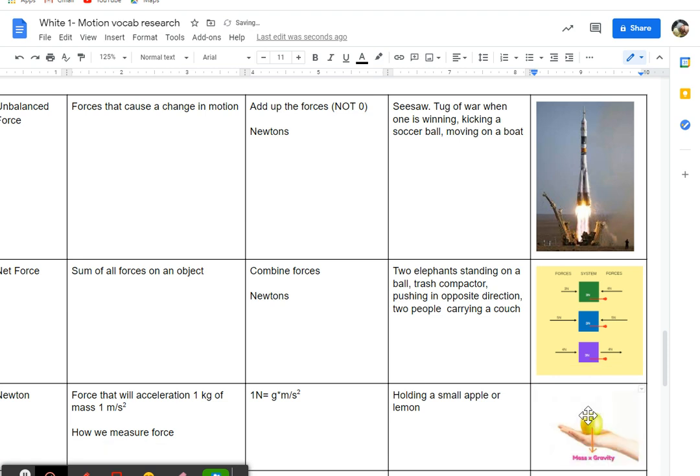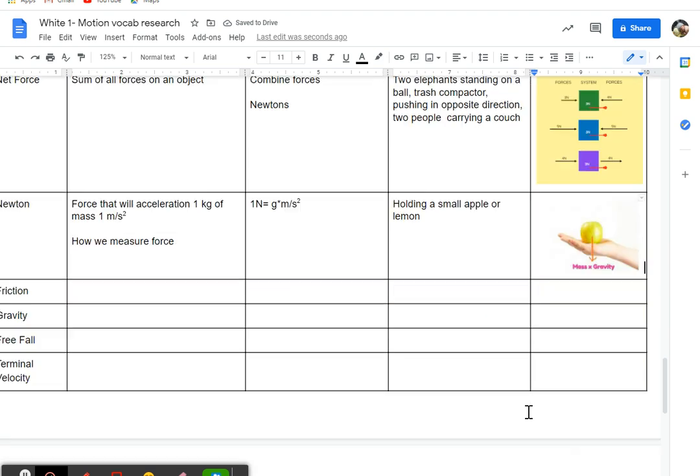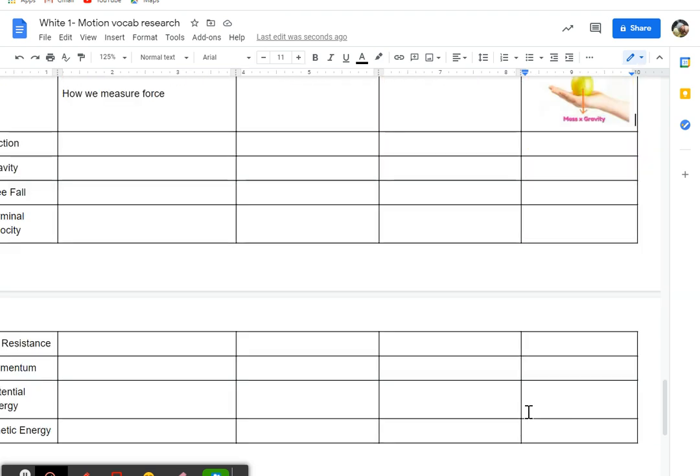All right, so again, for you guys to visualize it, I'm just putting a picture of somebody holding a small apple. All right, friction. That should be another vocab word you guys have heard about, but you may not. Do you do friction at all in 6th grade? I think we did, yeah. I remember a little bit. 6th grade or 5th grade, maybe? Mm-hmm. What is the definition of friction?